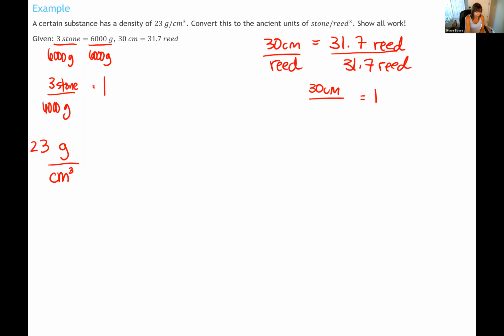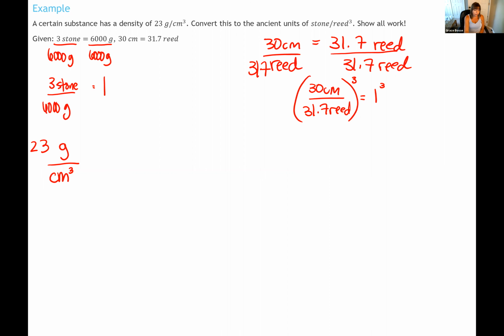The other conversion rate I have, 30 centimeters is equal to 31.7 reeds. I am going to divide both sides by 31.7 reeds. So I get the number 1 is equal to 30 centimeters divided by 31.7 reeds. Notice that I'm not working with centimeters though. This is density, so it's centimeters cubed.